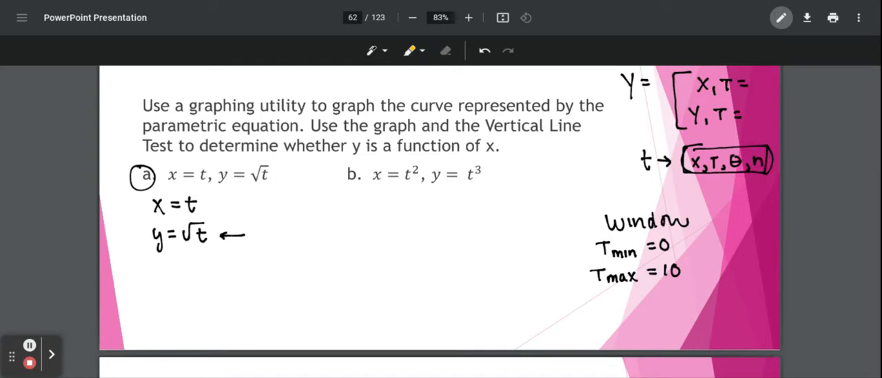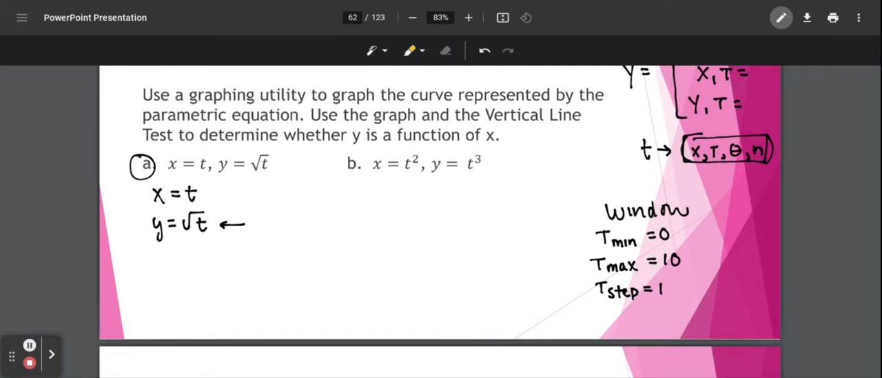And then your t step will be 1. So that's how often we want it to graph. So it'll plug a 1 in for t, a 2 in for t, a 3 in for t, right? And then your x min and max, so if t is going from 0 to 10, your x should probably also go from 0 to 10.